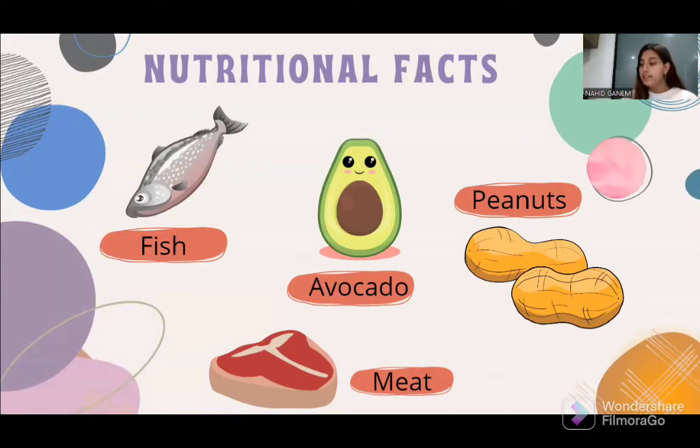The next is the avocado with 160 calories, 2 grams of protein, 14.7 grams of fat, 6.7 grams of fiber, and 8.5 grams of carbohydrates. And the last is the peanuts with 161 calories, 2.4 grams of fiber, 4.6 grams of carbohydrates, 14 grams of fat, and 7.3 grams of protein.